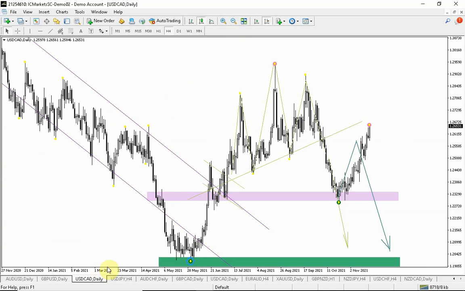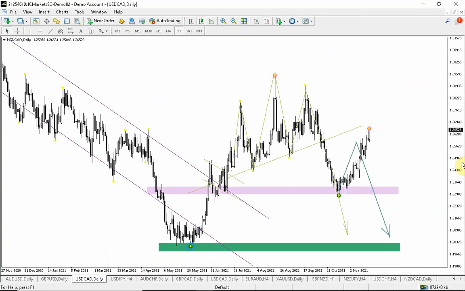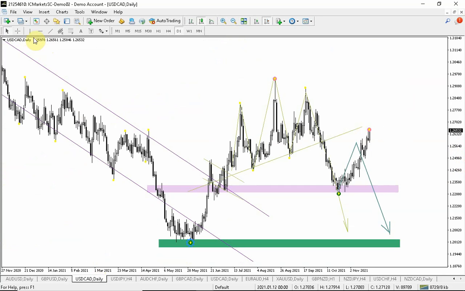So USD CAD, what is it doing? We're expecting this market to push down to this level, because we knew it was going to test here and go back and come down, and that's exactly what it did here. So we will be waiting and looking for an opportunity to short the market to the downside, which has not happened yet. So we're still following up this market.